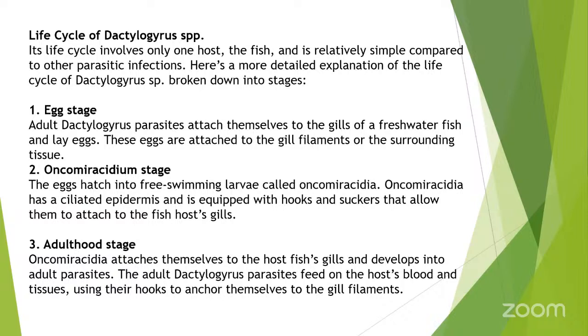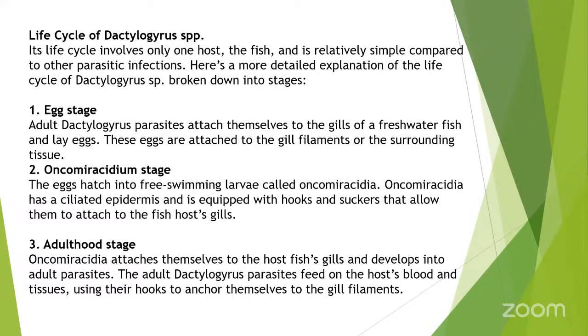Now, let us look at the life cycle of this Dactylogyrus species. It involves one host, the fish, and is relatively simple compared to other parasitic infections. Here is a more detailed explanation of the life cycle. Now, the first stage is egg stage. Adult Dactylogyrus parasites attach themselves to the gills of a freshwater fish and lay eggs. These eggs are attached to the gill filaments or the surrounding tissue.